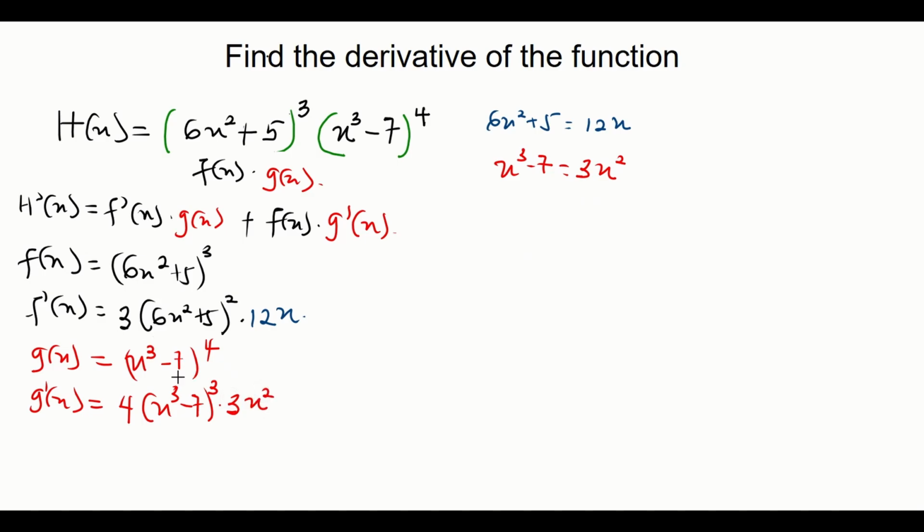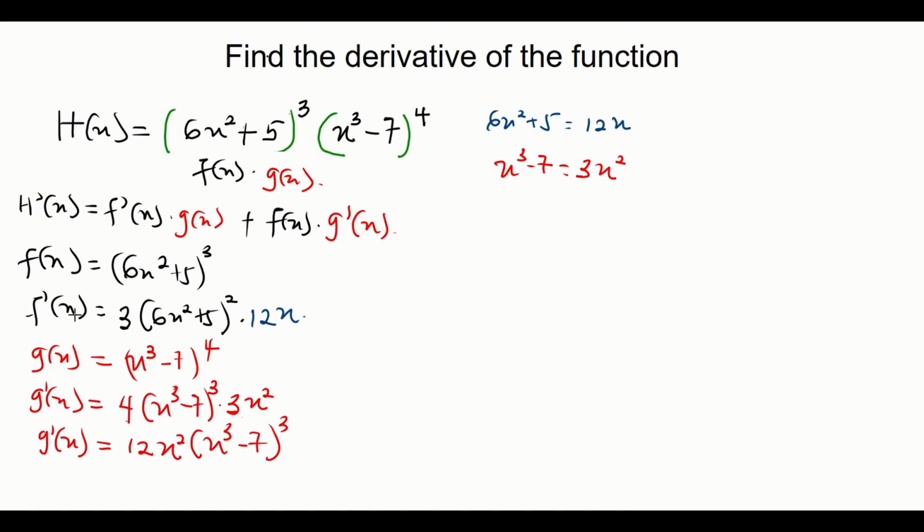Alright, we can simplify this further, where my g prime of x is still going to be 4 times 3 here, which is 12. So I'm having 12x squared, times x to the power 3 minus 7, all to the power 3.